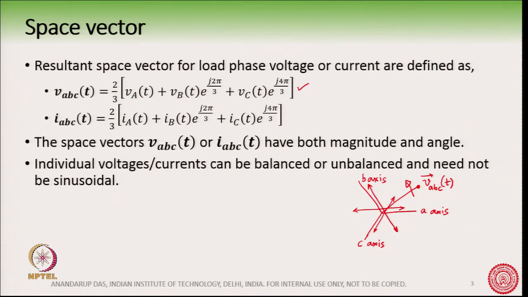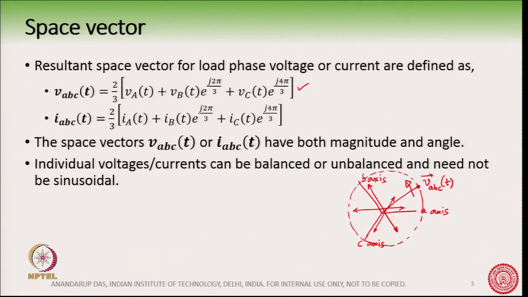Okay. And the VABC vector has a fixed magnitude when the system is balanced. When the system is unbalanced, then the VABC vector may not actually track a circular path. I mean, this VABC may not have a circular trajectory. So, if VA, VB, VC are balanced, then it is tracking a circular path. Okay.